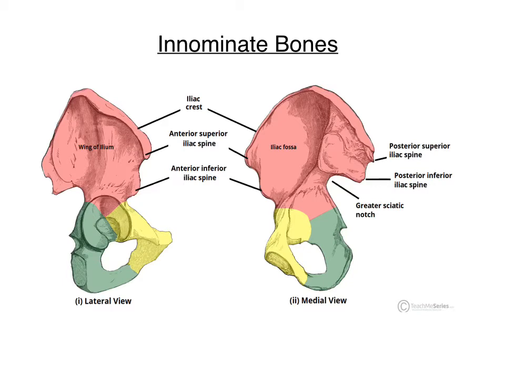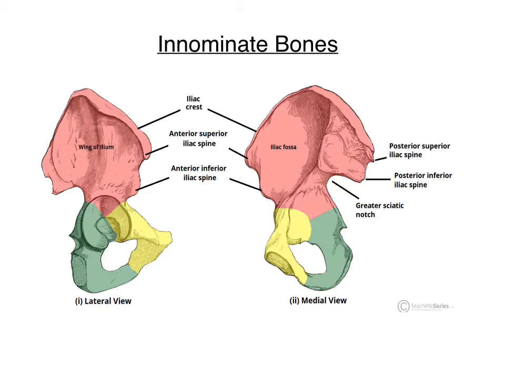I have told you there are 2 innominate bones. Each innominate bone has 3 parts: the ilium, the ischium and the pubic bone. First we will see the ilium. The ilium is the large flared out part. When you place a hand on your hip, it rests on the iliac crest. You can just try placing your hand on your hip; that part is called the iliac crest, which is the upper border.